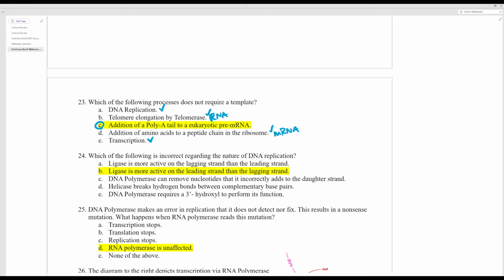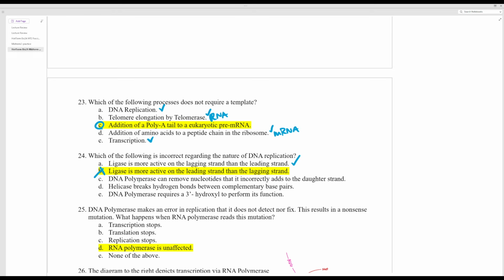24, which of the following is incorrect regarding the nature of DNA replication? Ligase is more active on the lagging strand than the leading strand. This is true, right? It is more active on the lagging strand than the leading strand because the lagging strand has all those Okazaki fragments that have to be connected together. B, ligase is more active on the leading strand than the lagging strand. This is false. Ligase has one job on the leading strand, and that's getting rid of one primer, or attaching one primer to the strand. The lagging strand has like a million primers. Not a million, but you know what I mean, right? It has a lot of primers that need to get removed.